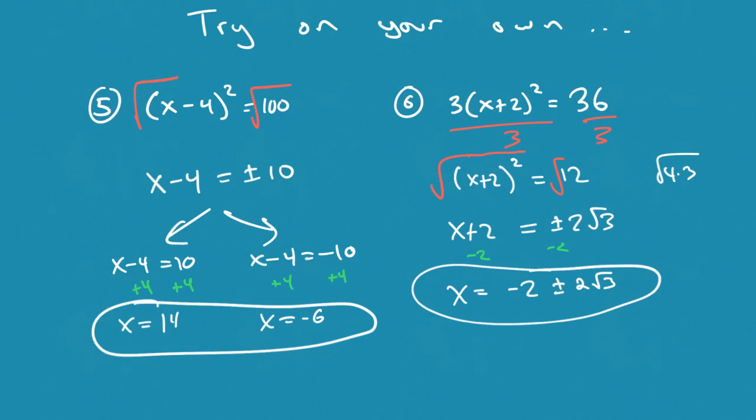In number 6, make sure you divide it by 3 first, and then when you square root both sides, you get root 12, but that's 4 times 3, so you get plus or minus 2 root 3, and then we subtract 2 from both sides, we get negative 2 plus or minus 2 root 3.